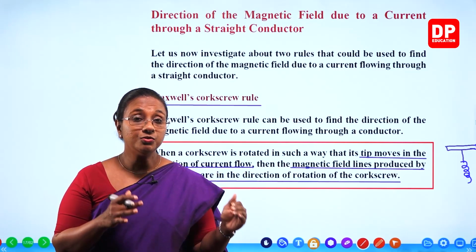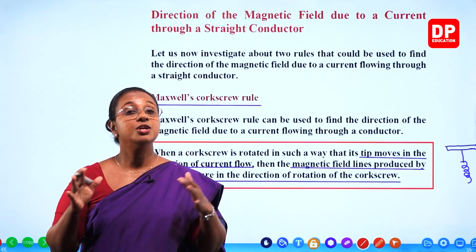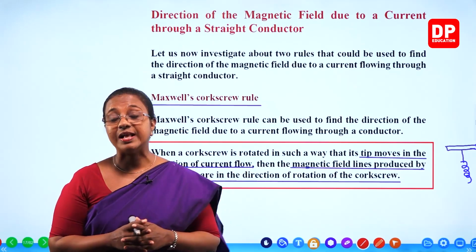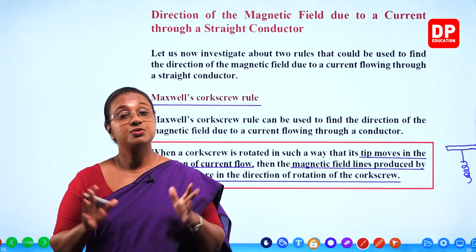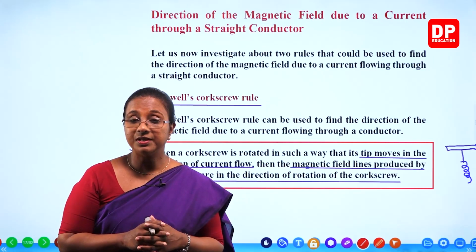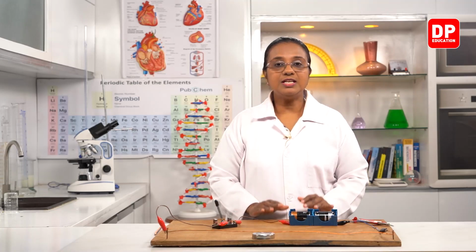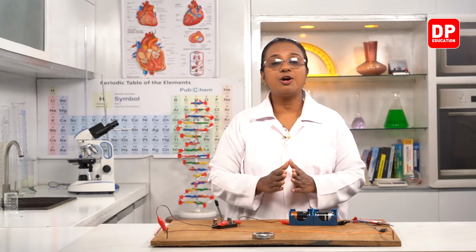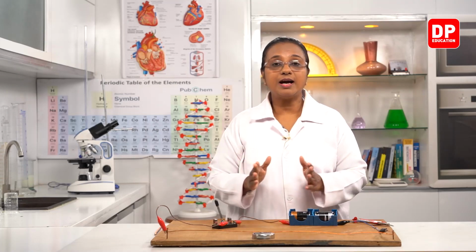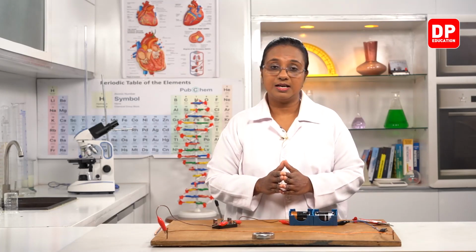So, we are going to use that observation to understand the Maxwell corkscrew rule. So, let's go to the lab and observe the rule now. Okay, students, I am going to do this activity in order to observe the direction of the magnetic field when a current flows through a straight conductor.